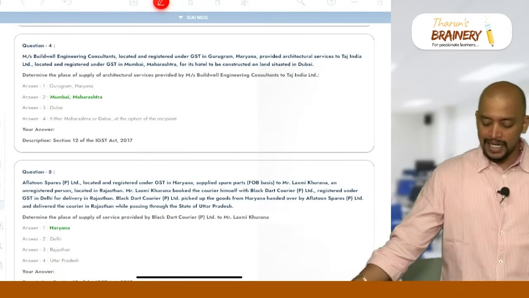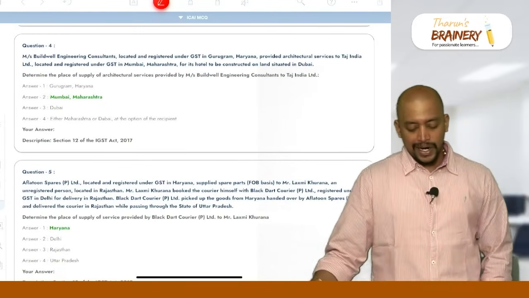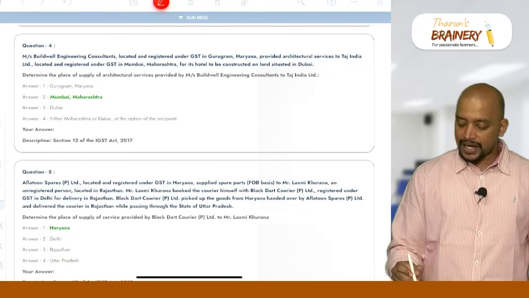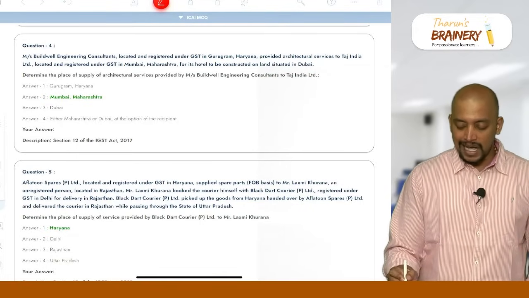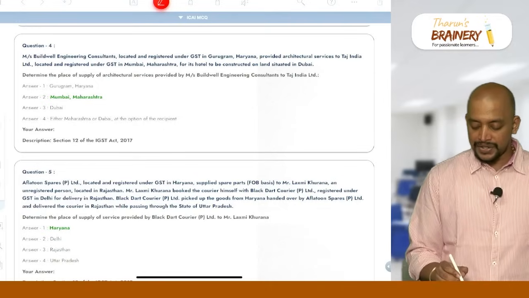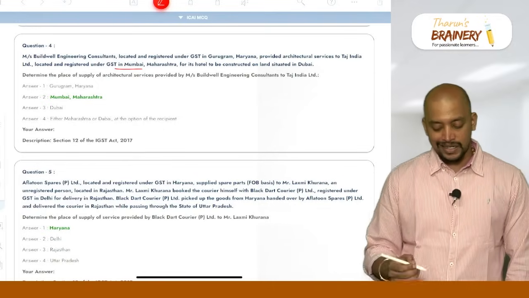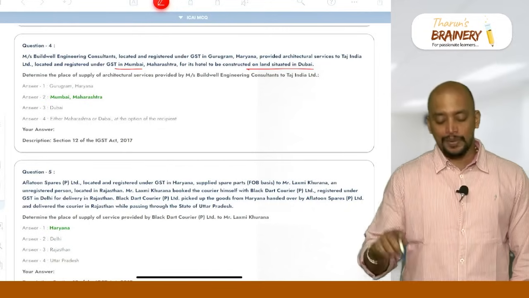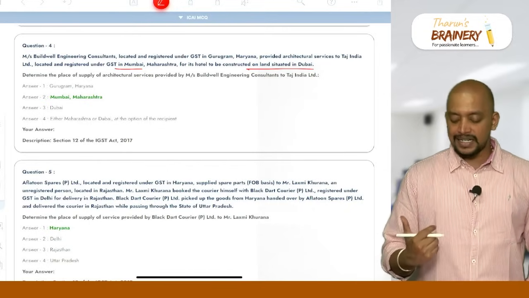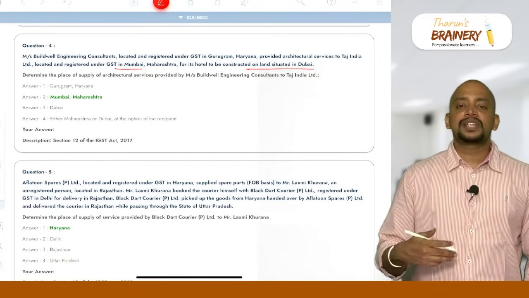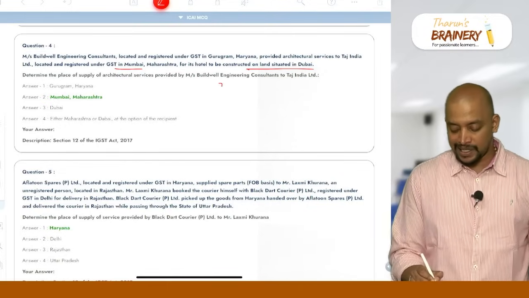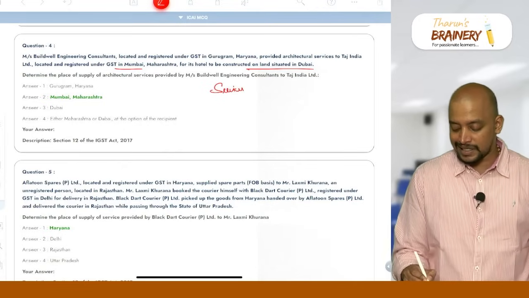Messrs. Buildwell Engineering Consultants, located and registered under GST in Gurugram, Haryana, provided architectural services to Taj India Limited, located and registered under GST in Mumbai, Maharashtra, for its hotel to be constructed on a land situated in Dubai. So here it is what services? Service in relation to immovable property, section 12 or section 13.